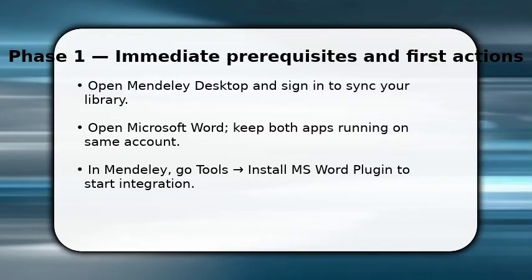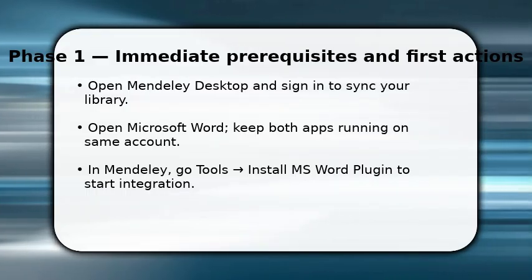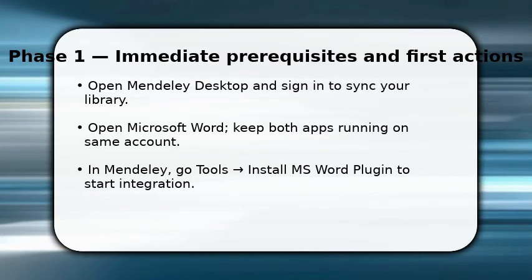You should open Mendeley Desktop and Microsoft Word now. Make sure both are running under the same user. In Mendeley, choose Tools, then install MS Word plugin. This places the Cite-O-Matic tools into Word. Once installed, restart Word so the new ribbon appears.